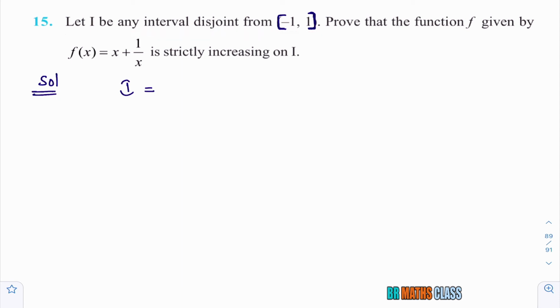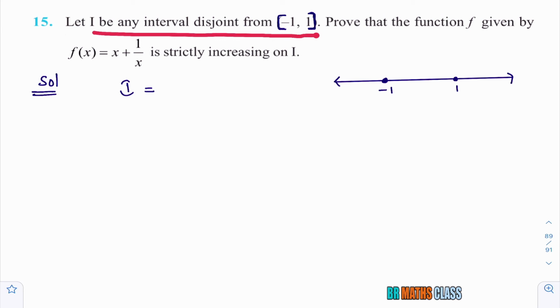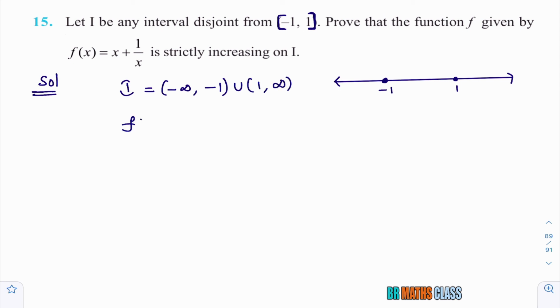That you can write like this. What are they saying about I? I is any interval disjoint from closed interval minus 1 comma 1. You can take any interval on this part. You observe this red color one. This is I. I is the interval which is disjoint from closed interval minus 1 comma 1. So this I can be written like this: open interval minus infinity to minus 1 union open interval 1 to infinity. What is the given function? F of x is given as x plus 1 divided by x.